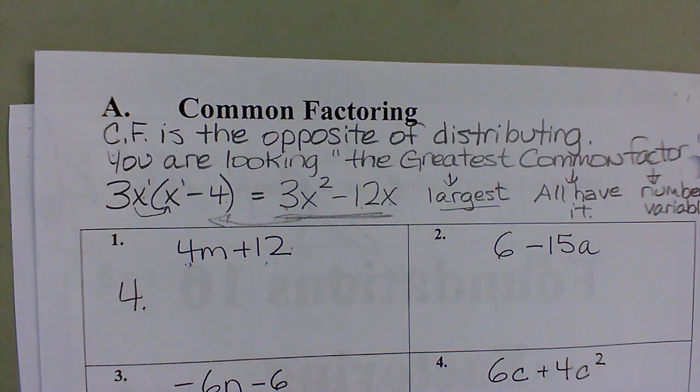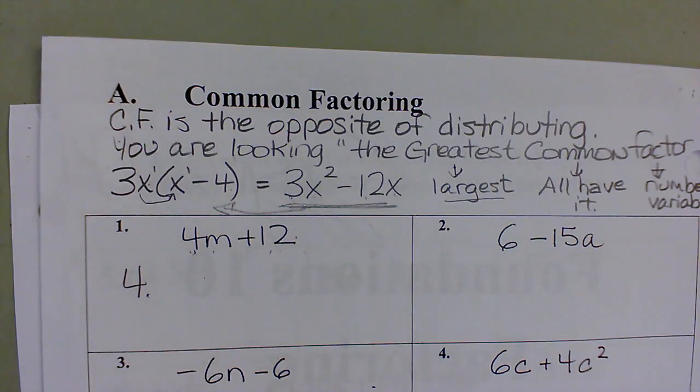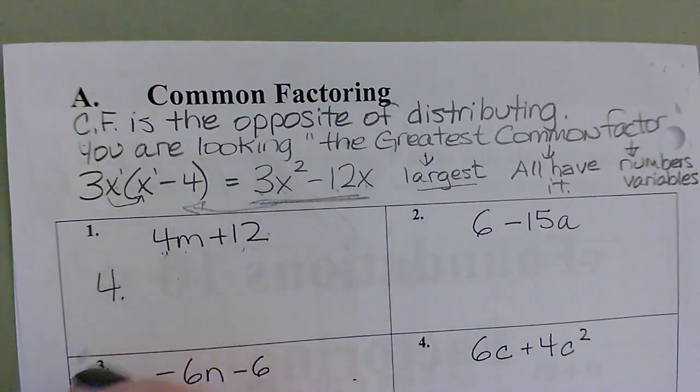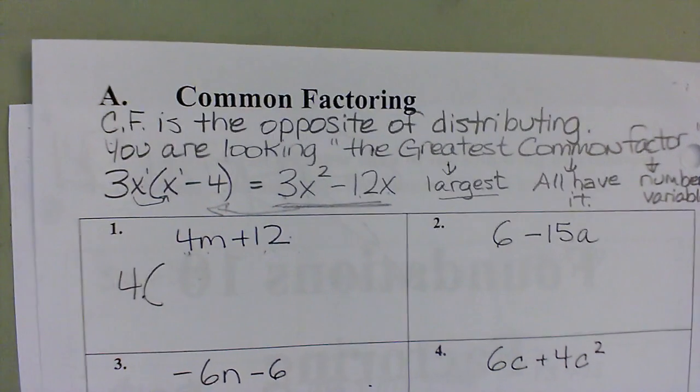Okay, and then I'm now going to look at my variable. I have an m in one of the terms, but I don't have an m in the other term. Could I remove an m from both of them? No, because the 12 doesn't have any m's, so how can I remove an m from a 12? Okay? I can't. So the only thing that's common between those two terms is the 4.